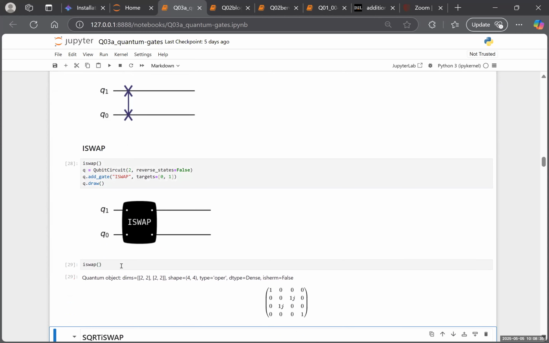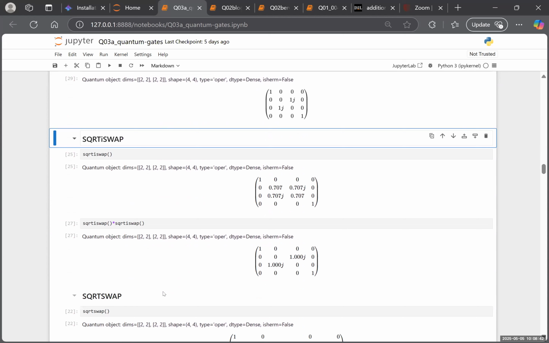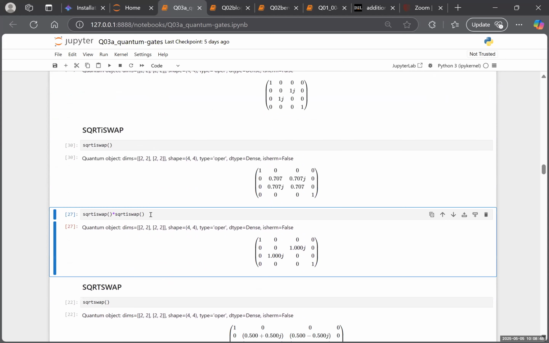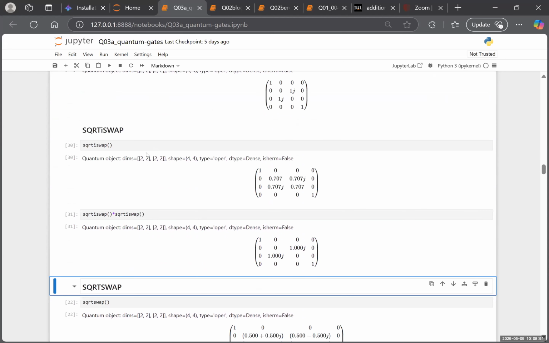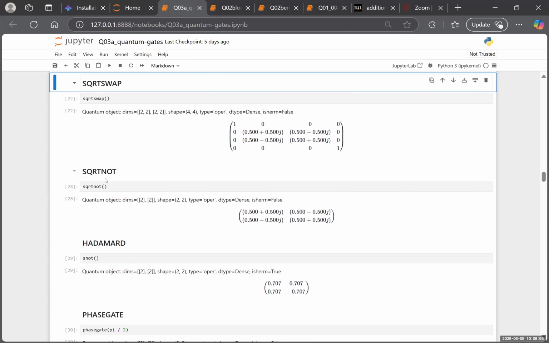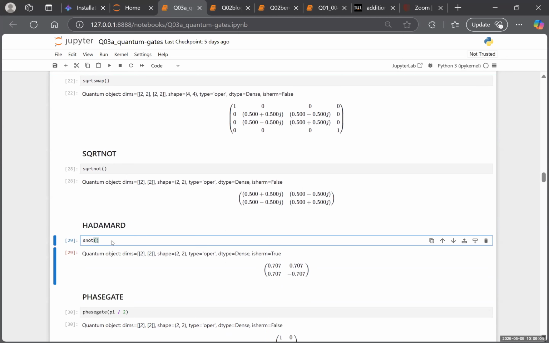Which has something here as an I in the off diagonal. And there's also square root iSWAP. It's the square root of this gate, because if you multiply twice, you get back the iSWAP gate. Square root of NOT. Okay. Hadamard. Somehow Hadamard is not called Hadamard, it's called SNOT.